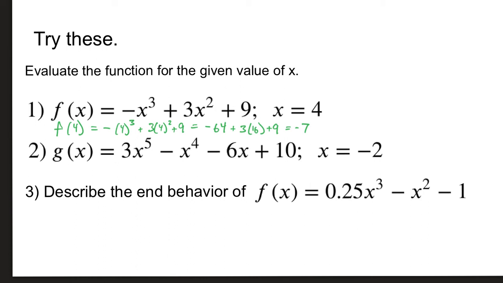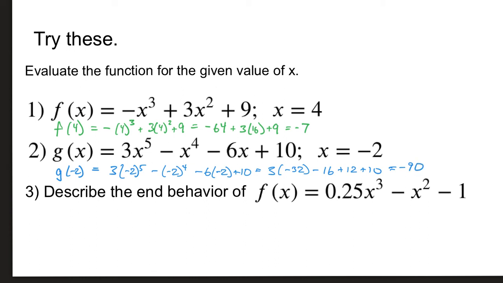For number 2, we're going to do a similar thing. We're going to take that negative 2 and plug it into my expression. So that's 3 times negative 2 to the 5th power minus negative 2 to the 4th power. Please notice how I put that negative 2 in the parentheses. Times 6 times negative 2 plus 10. We'll go ahead and do the math here. Negative 2 to the 5th power is negative 32. And then minus, negative 2 to the 4th power is 16, so that would be minus 16. Then I have negative 6 times negative 2, which would be plus 12. And then plus 10. When I do all of that math together, I'll get negative 90 as my final answer for number 2.